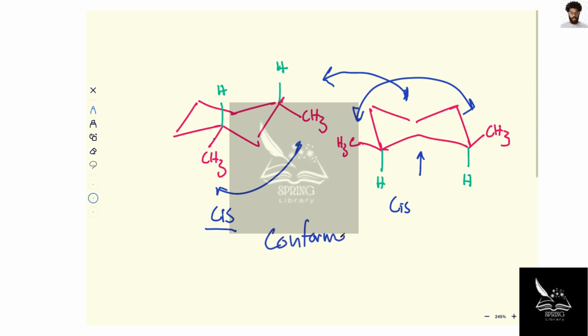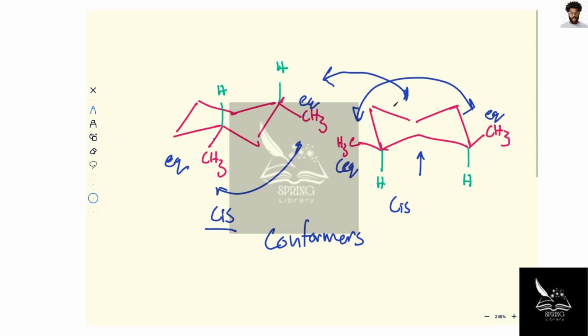conformers. Yes, they're conformers, but are they the same exact conformer simply flipped upside down, or are they actually a different conformer? Well, note that this is equatorial, and this is equatorial, this is equatorial, and this is equatorial.